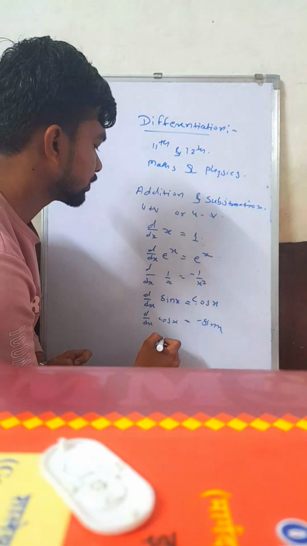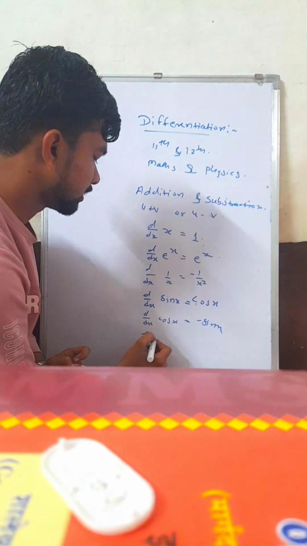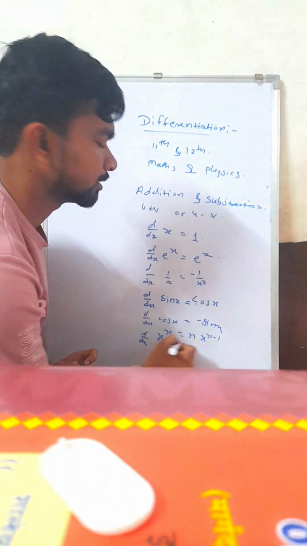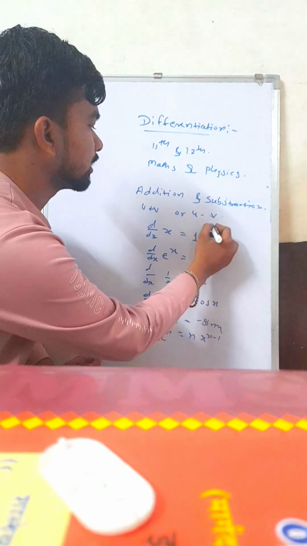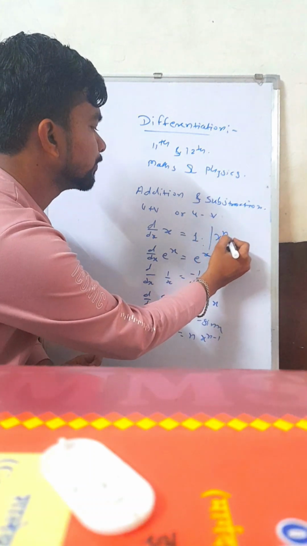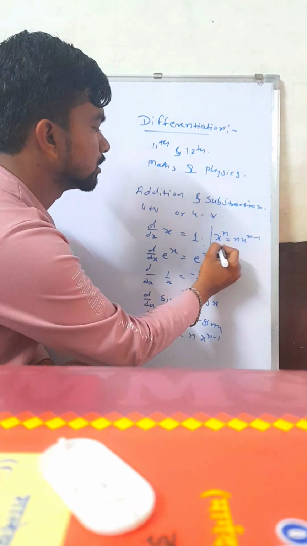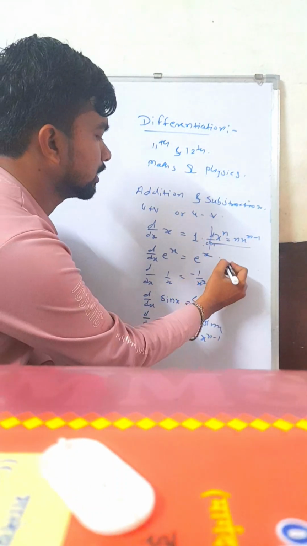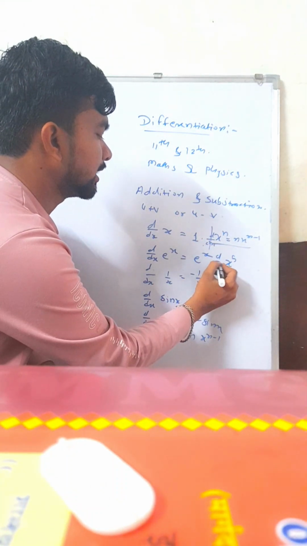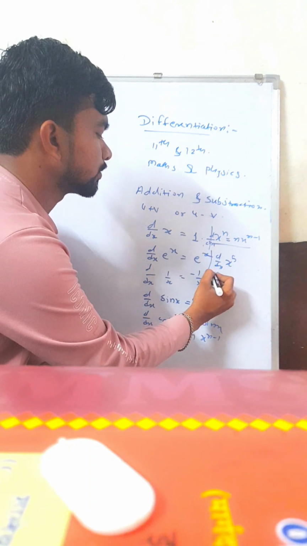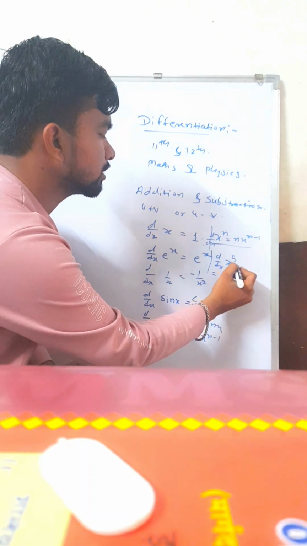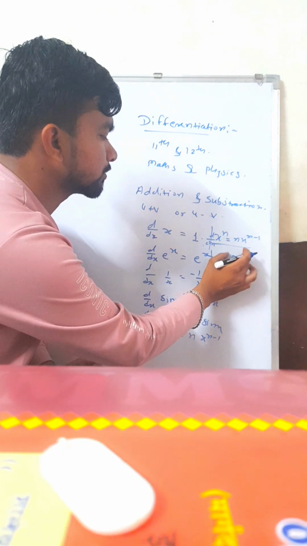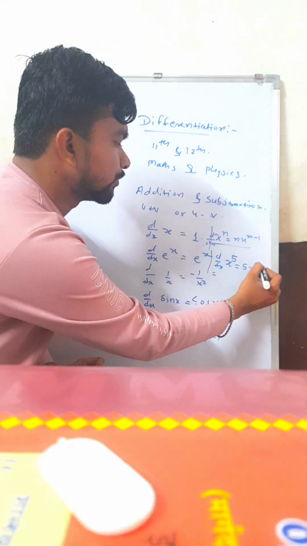And d by dx of x raised to n is n into x raised to n minus 1. These are some standard formulas. This is the differentiation of x raised to n. Suppose x raised to 5, d by dx of x raised to 5 is equal to 5 x raised to 5 minus 1, that is 5 x raised to 4.